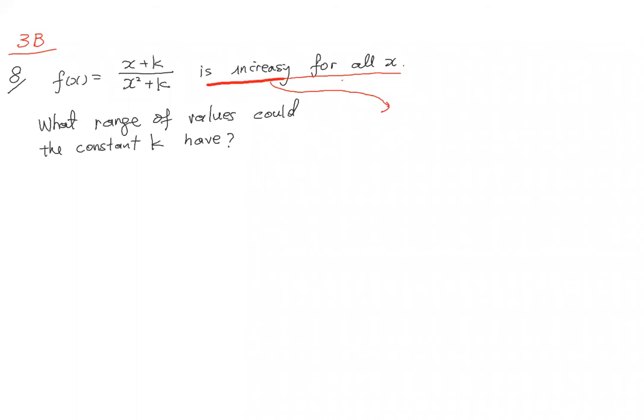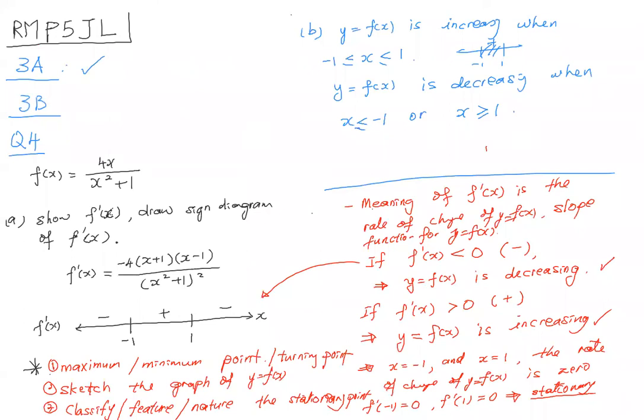Okay, Hao Xuan, if f prime x is increasing for all values of x, what type of sign diagram must I have? We have many sign diagrams, correct? So you have to know. Like just now, the question, correct? Part A asked me to draw the sign diagram of f prime x. Then I have all this knowledge, then I can answer this question.